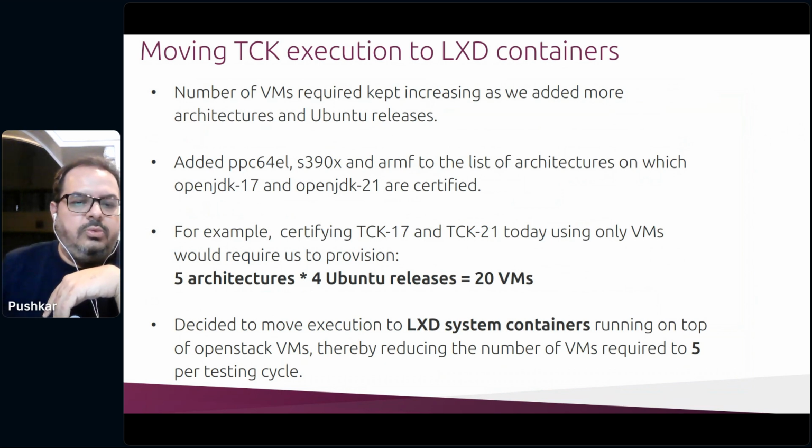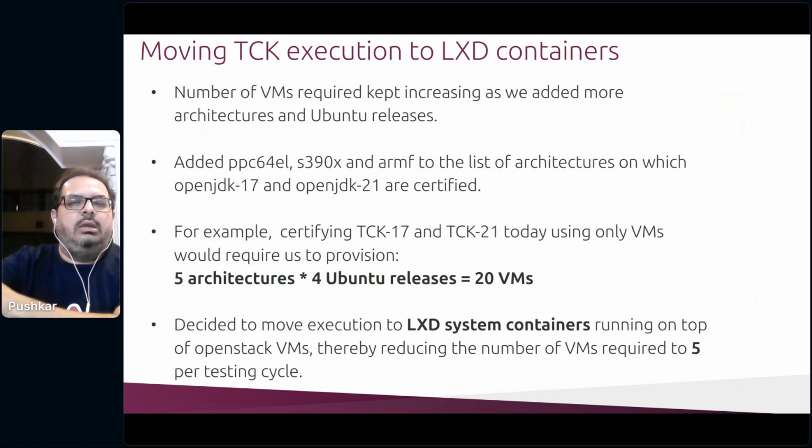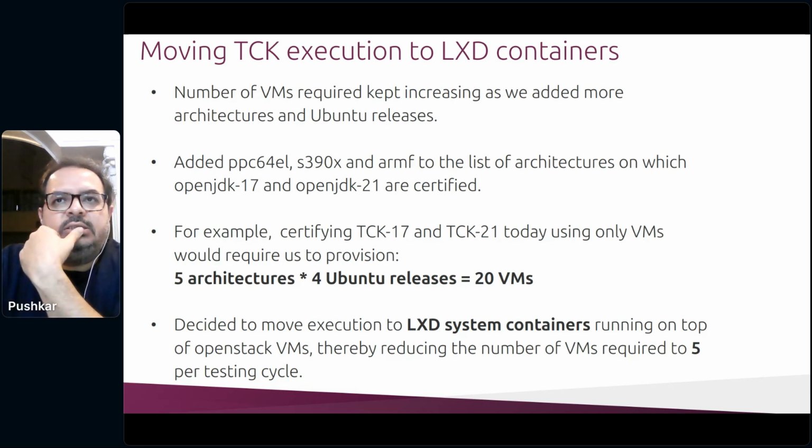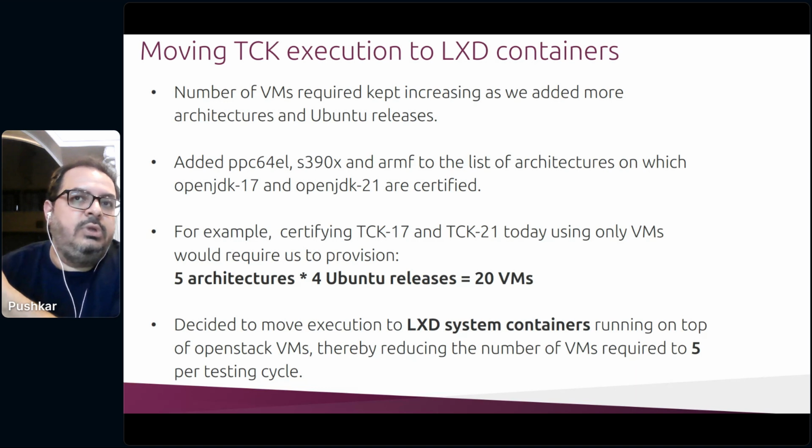By doing that, we reduced the number of VMs which we needed to maintain by almost a factor of 5, because now we just needed one VM per architecture, and not even per architecture actually, because we could run i386 containers on AMD64, and we could also run ARMHF containers on ARM64. So we just had to maintain VMs for AMD64, S390X, PPC64, and ARM64.